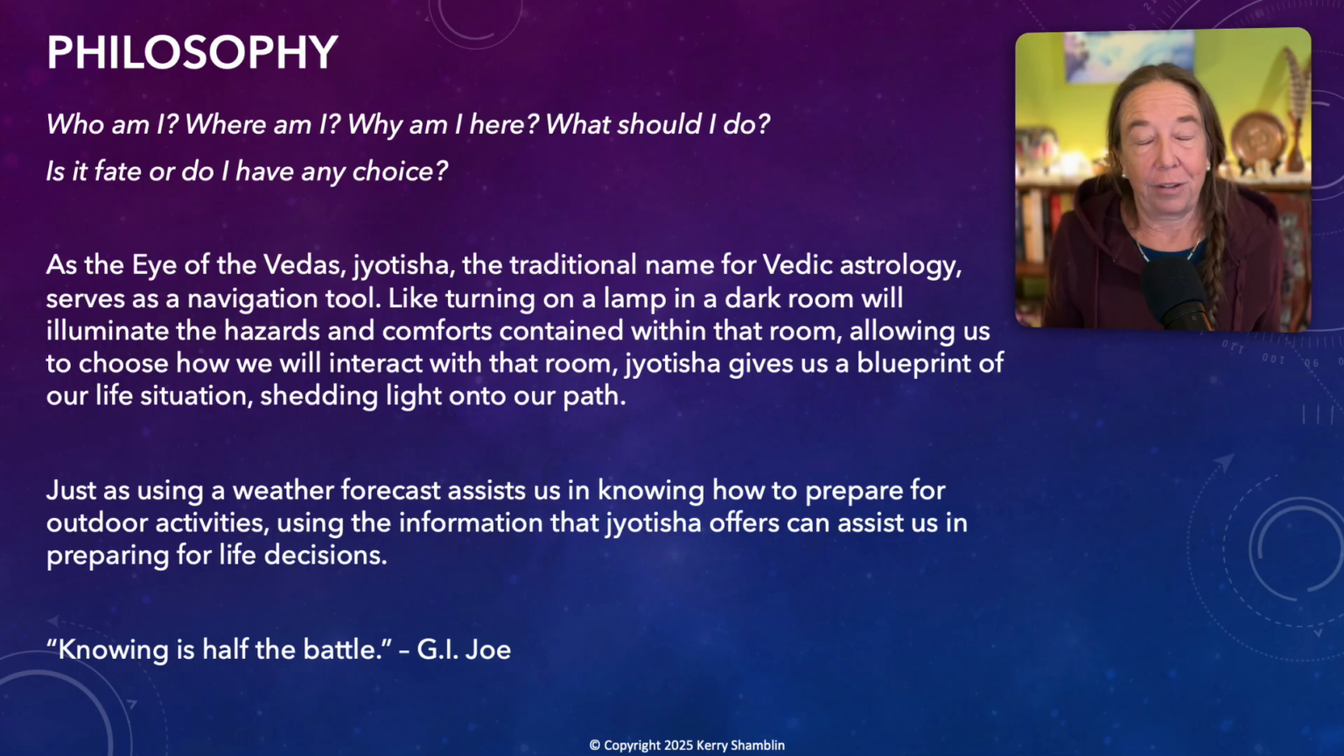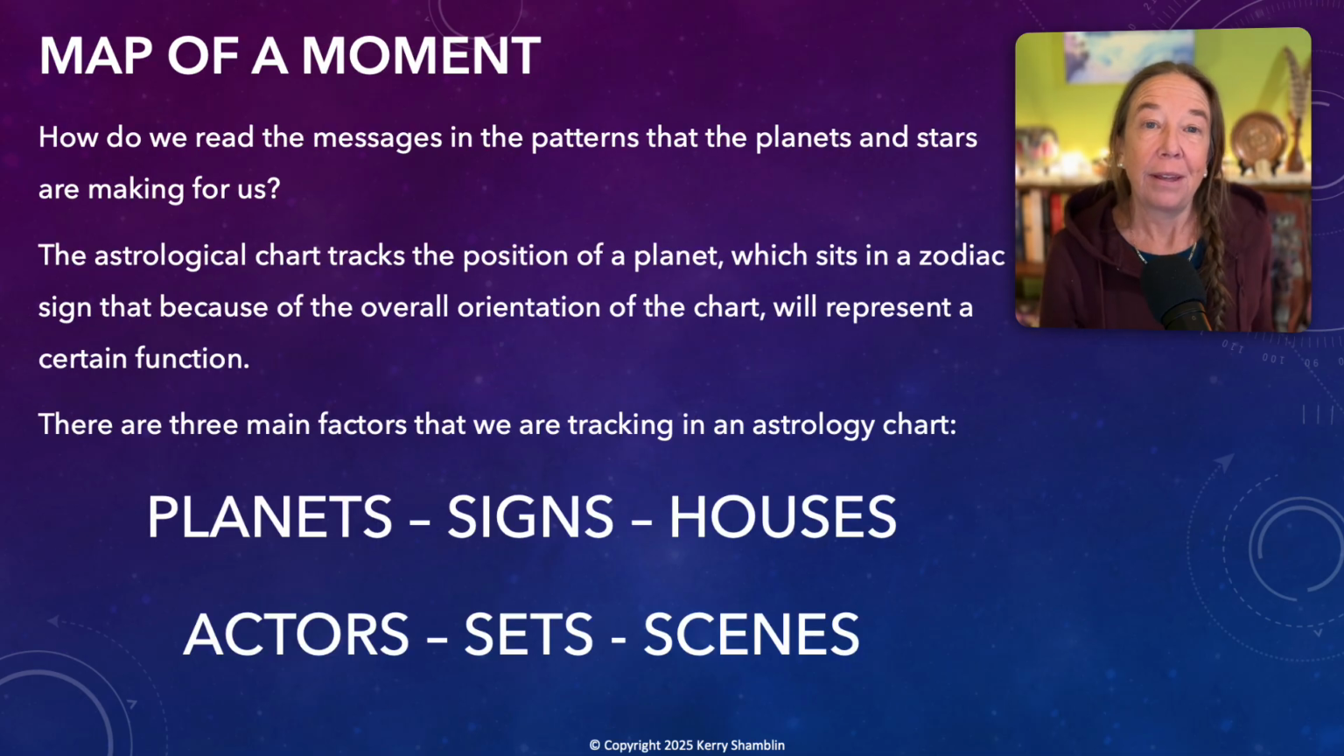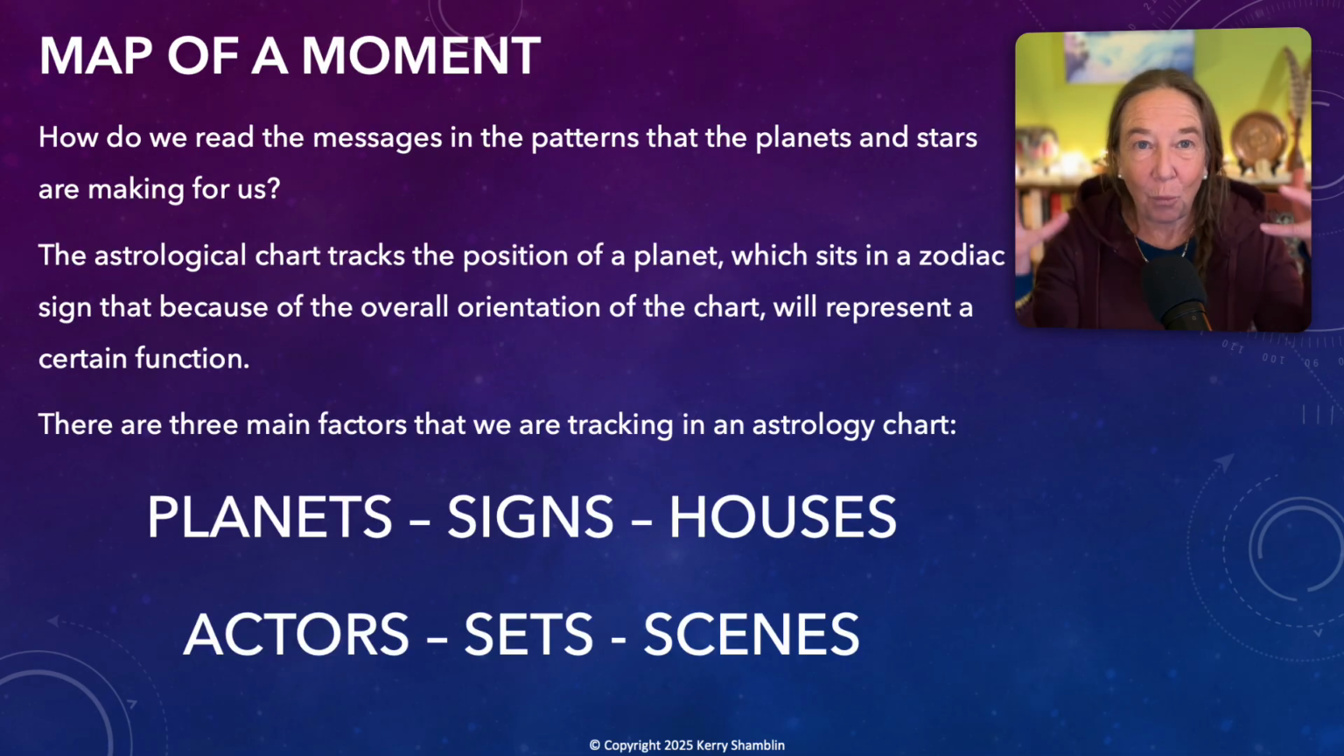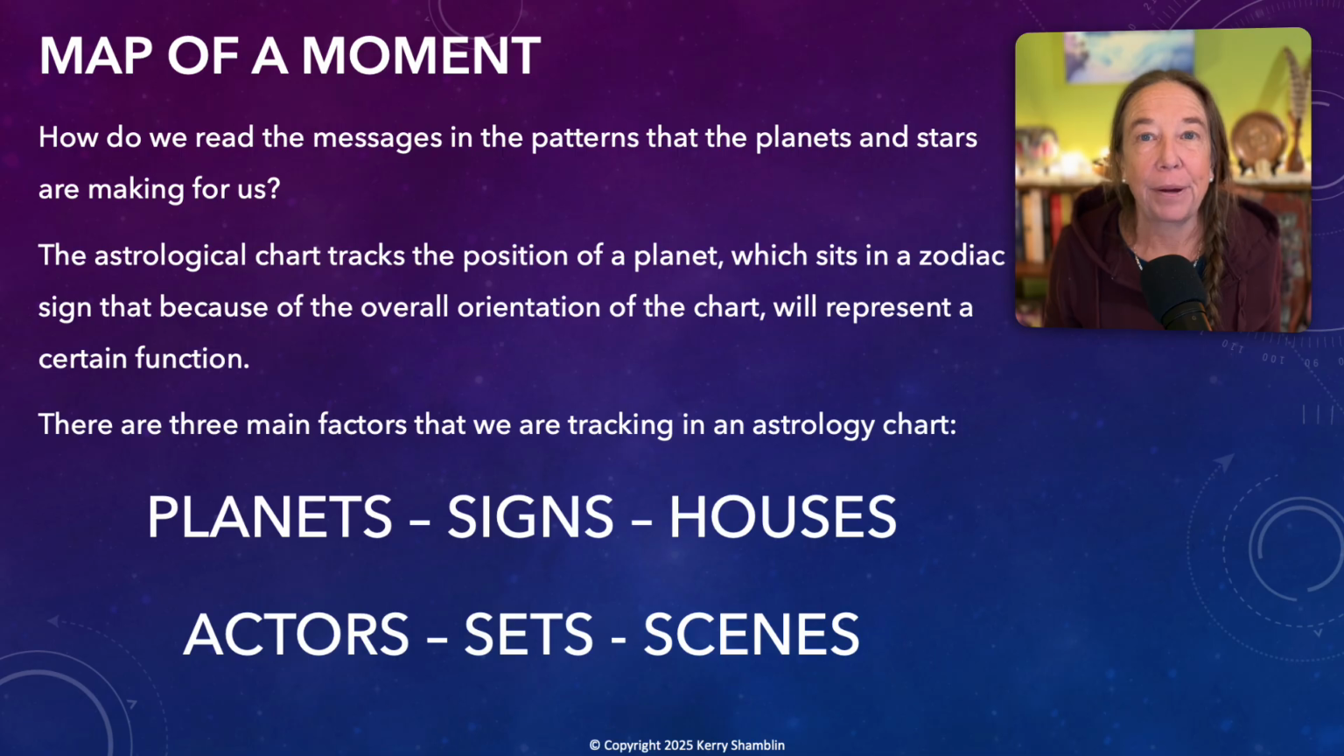Just as using a weather forecast helps us know how to prepare for what we're about to go do outside, the same idea applies: using the information that our Jyotish chart offers us can help us prepare for our next move in life. And here's a great quote: "Knowing is half the battle," from our friend G.I. Joe. So, what we're looking at in a chart is a map of a moment.